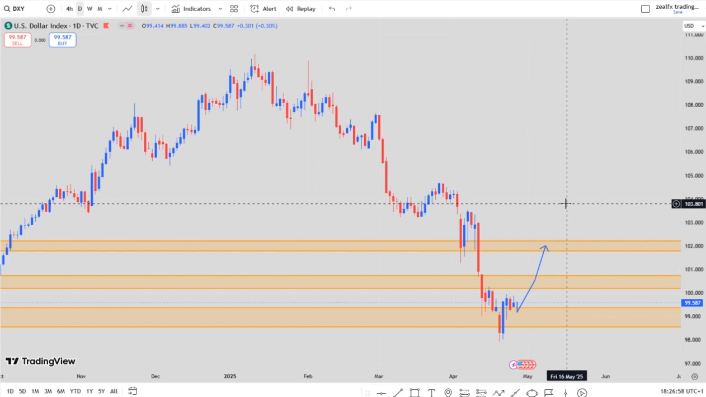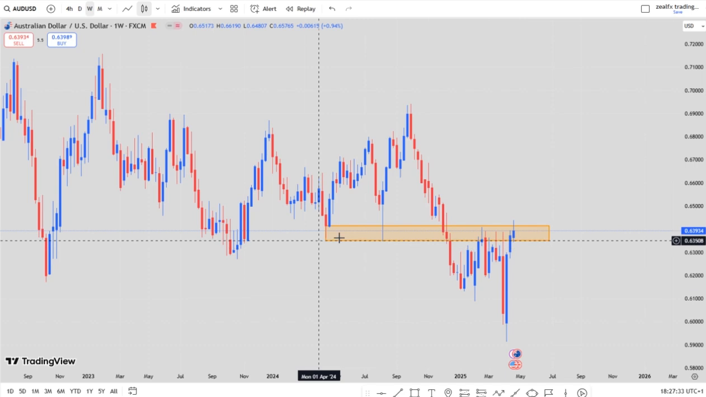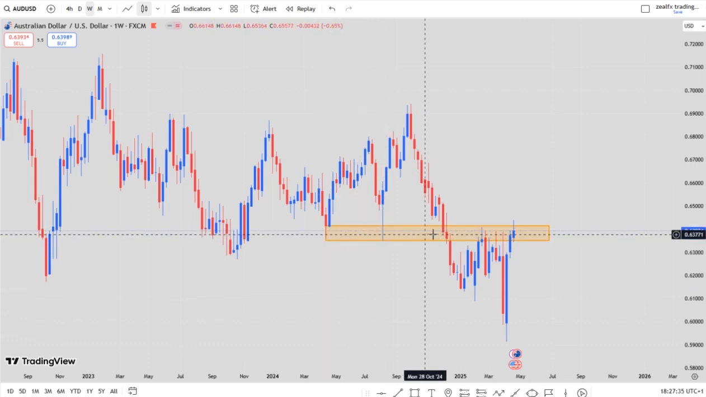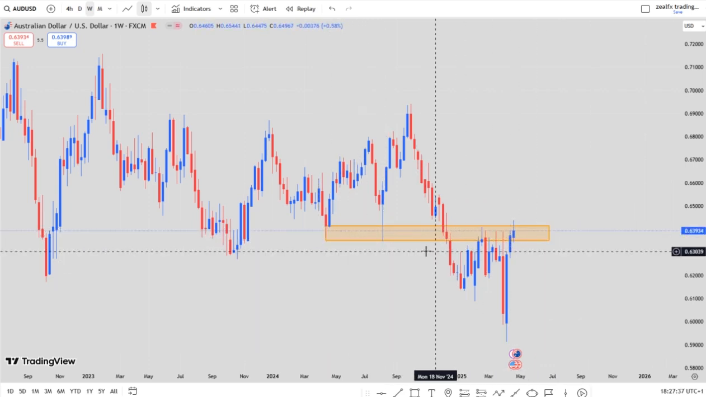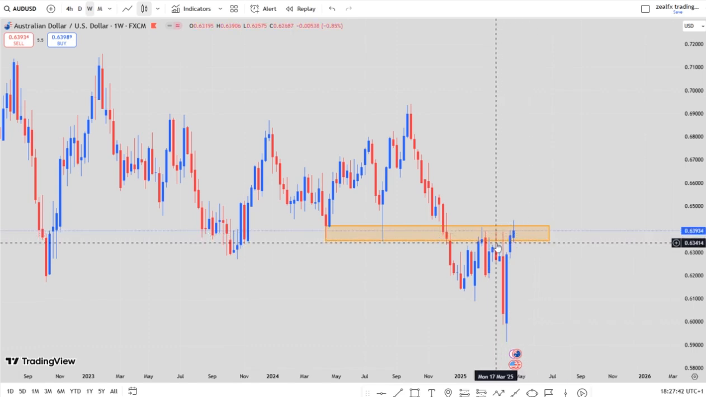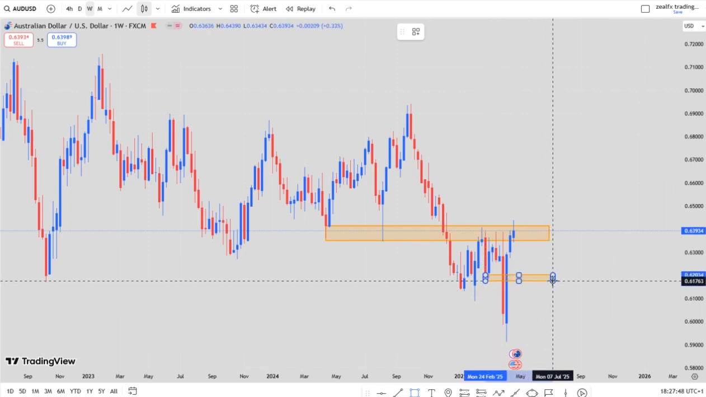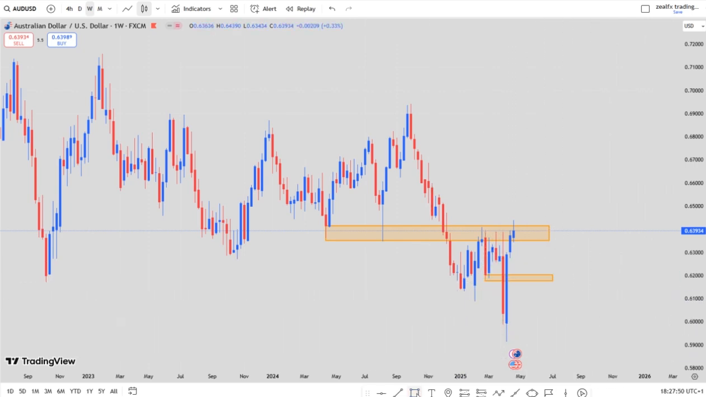Let's look at our next pair, which is the Australia USD. Australia USD on my weekly chart is still close on the resistance zone. So long as price remains on this resistance zone on the weekly chart, we expect Australia USD to drop this week. So we're expecting price to drop to this next support level on the Australia USD, and we also have a support level at this area.